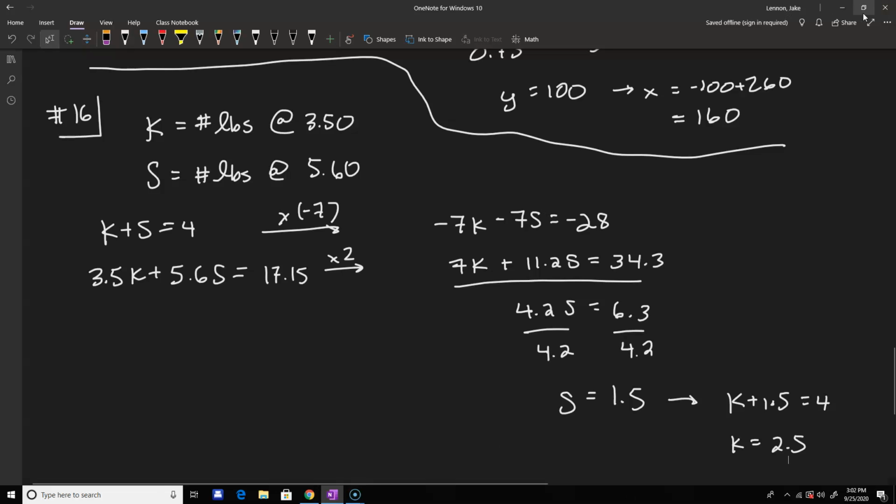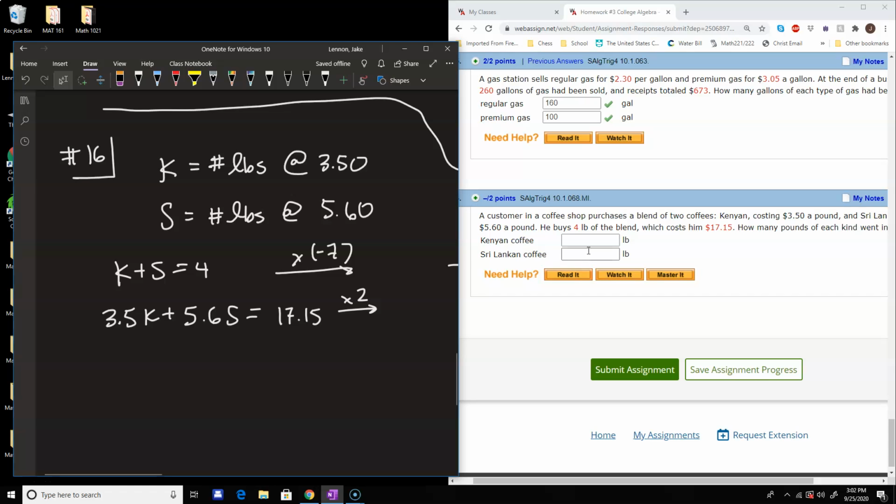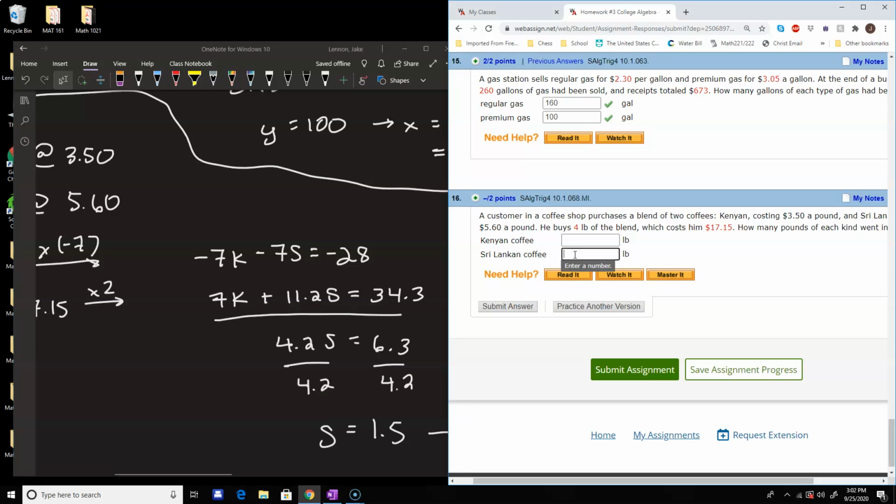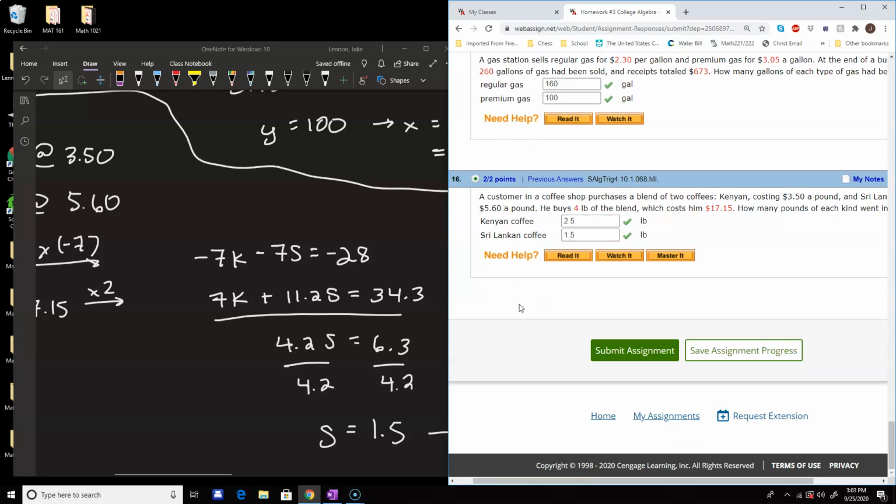So let's go back and make sure that is the correct answer. So what did we say? 1.5 for the Sri Lankan and 2.5 for the Kenyan. And surely enough, we got it correct. So hopefully that clears up any questions you might have had on this homework.